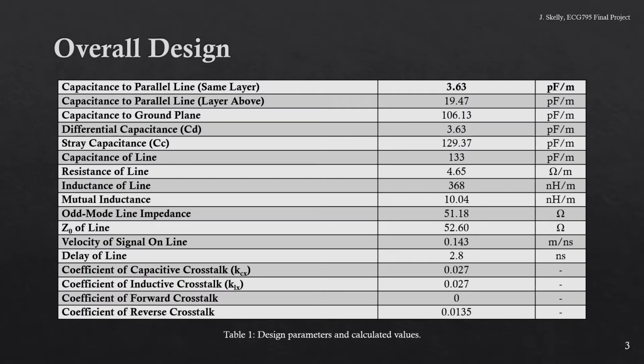Table 1 contains all of the calculated capacitances, inductances, impedances, and other parameters used to characterize the system. Notice the low reverse crosstalk coefficient in the bottom row of the table and the 0 forward crosstalk coefficient in the row just above it. These low values of crosstalk were obtained by placing adequate space between traces to limit the effects of crosstalk at the PCB level without adding much cost to the system. The cost of implementing crosstalk control would be much greater.